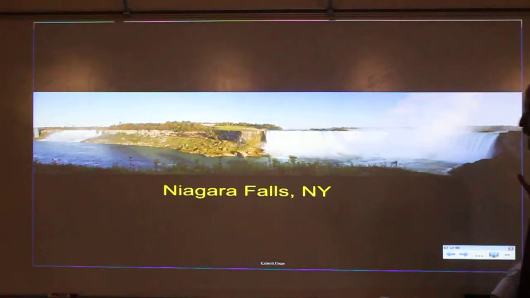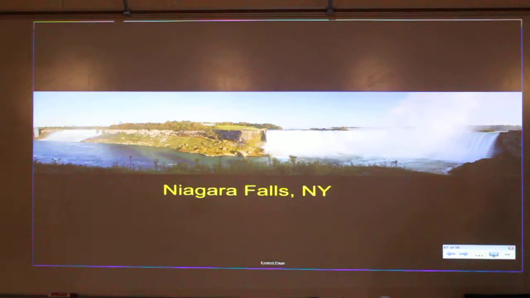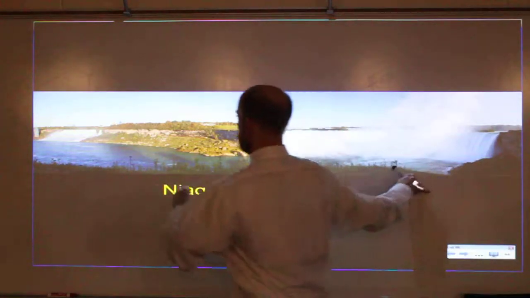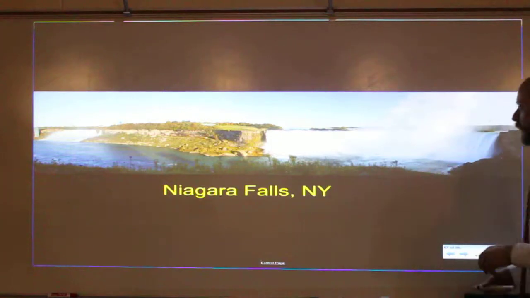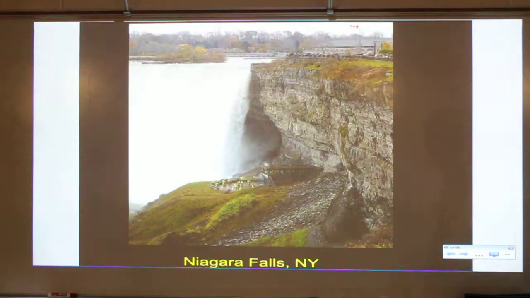So, some sweet Niagara Falls pictures. Look at that one. That's a really cool panoramic. This is the Horseshoe Falls here. This is called the American Falls here. A very cool picture. Hopefully it comes through in the video. Good. What else we got?